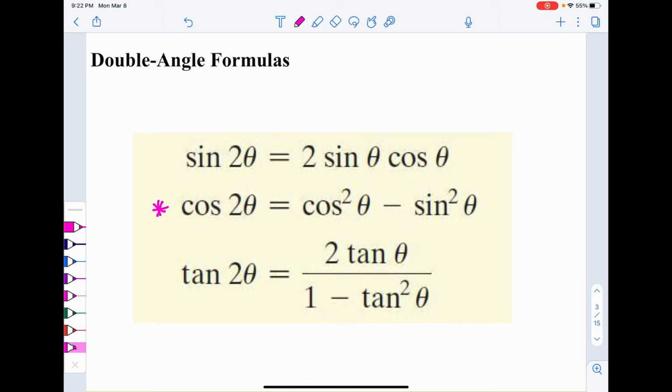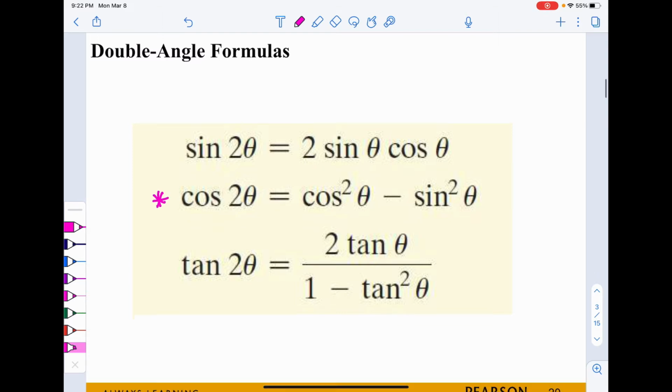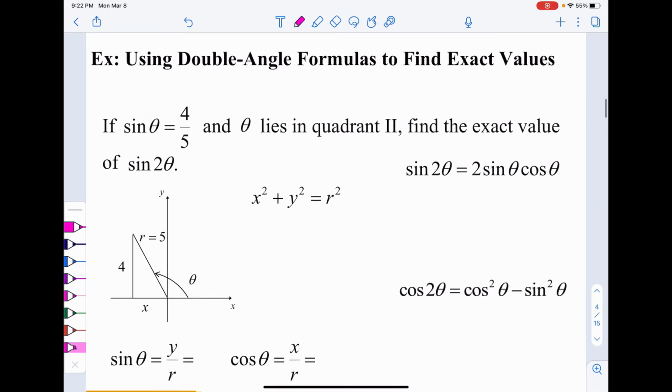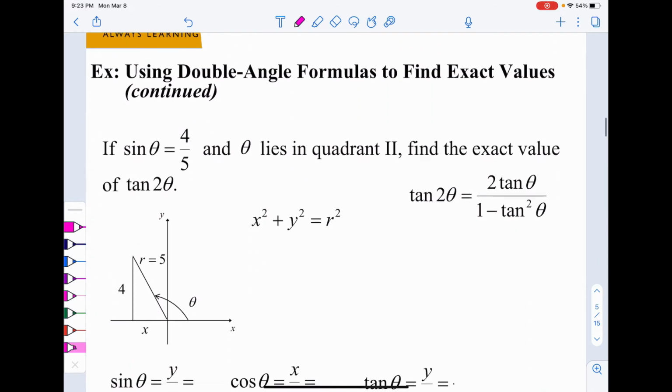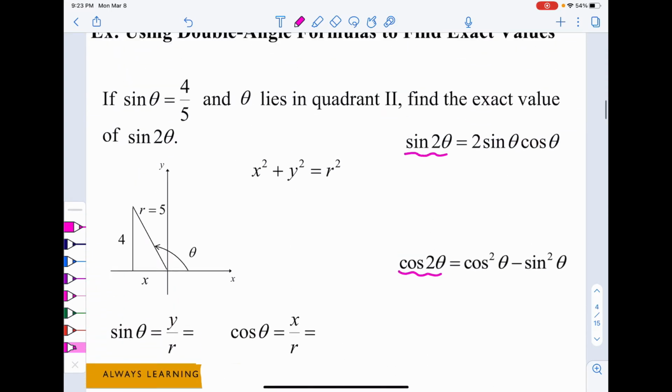And then the other one, tangent of 2 theta, is equal to 2 tangent of theta divided by 1 minus tangent squared of theta. So let's look at an example, using the double angle formulas to find exact values. It says if the sine of theta is equal to 4/5 and theta lies in quadrant 2, find the exact value of sine of 2 theta. Well, we're going to find the sine of 2 theta, and then we are also going to find the cosine of 2 theta and the tangent of 2 theta. So we're going to use all three of these with this one example.